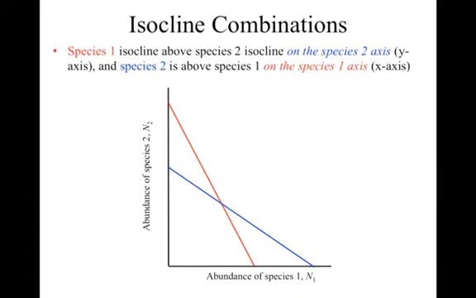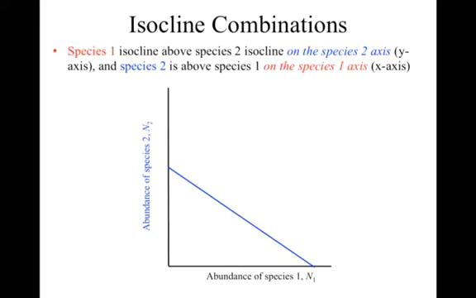All right, now we're moving on to scenario number 3. So with scenario number 3, we have the species 1 isocline lying above the species 2 isocline on the species 2 axis, and in our case that's the y-axis. And we have the species 2 isocline lying above the species 1 isocline on the species 1 axis. And in our case, that's the x-axis. All right, same kind of deal though. I'm going to look at each isocline separately, and I'm going to think about what happens to the abundance of that particular species on either side of its isocline.